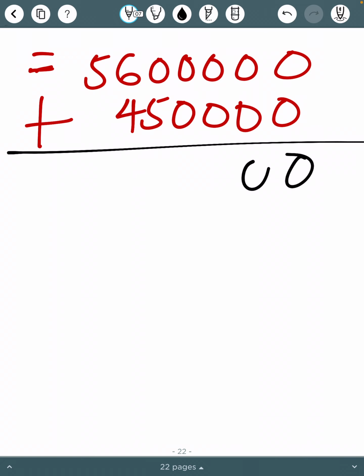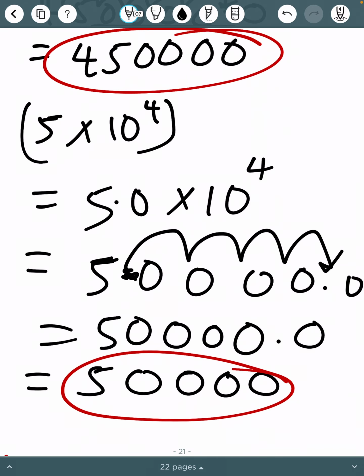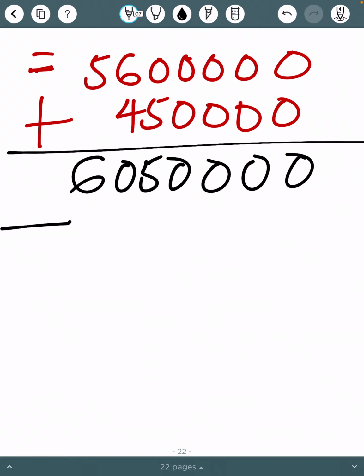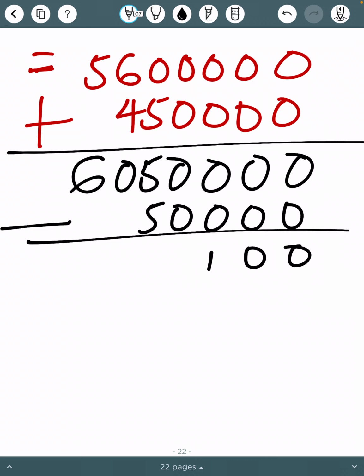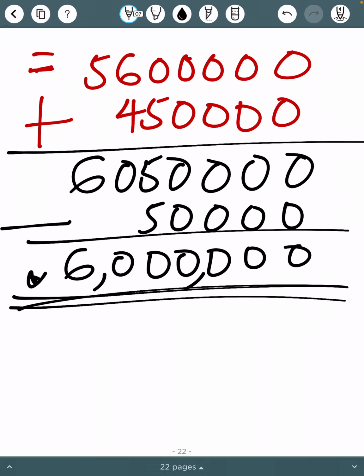This will give me 5, 6, 0, 0, 0, 0, 0, 5. Then I'm to subtract this last number from it, which is 50,000. I'm to subtract 50,000 from that answer. That gives me 6 million.